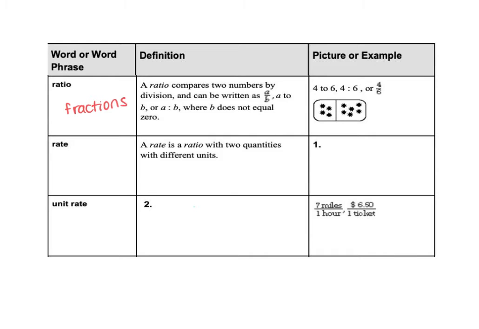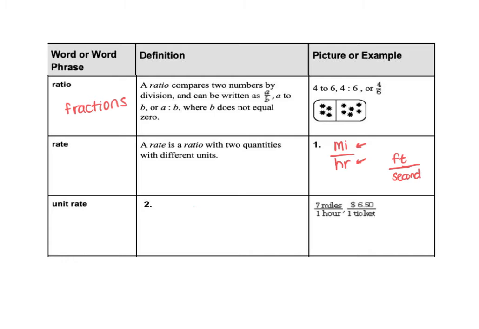Okay? A rate. A rate is a ratio with two quantities with different units. So just like we did before, that would be miles per hour. There are two different units in the numerator and the denominator. Another example would be feet per second. And you can probably come up with a bunch more.